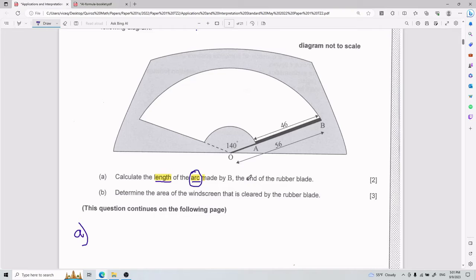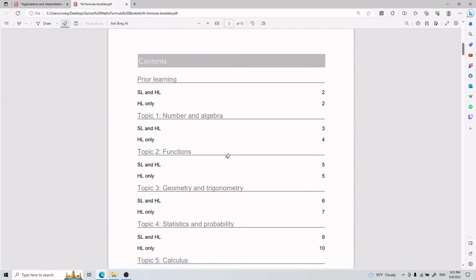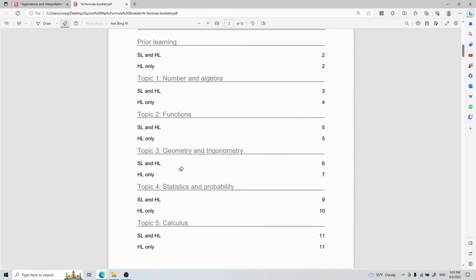Whenever you run into the word arc, go to your formula booklet and see if you can find it. Once you get familiar with the buzzwords and familiar with the formula booklet, you're going to see that a lot of these problems are much more straightforward than what you think. So here's your formula booklet, and there's a bunch of stuff. There's number and algebra, functions, geometry and trigonometry. I'm naming the topics here. Statistics and probability, calculus. There's a lot of stuff.